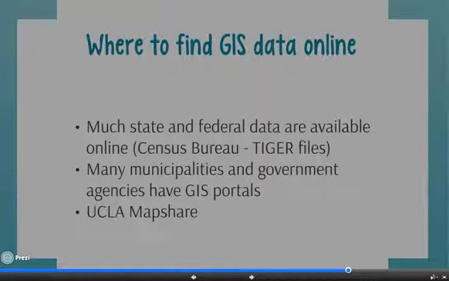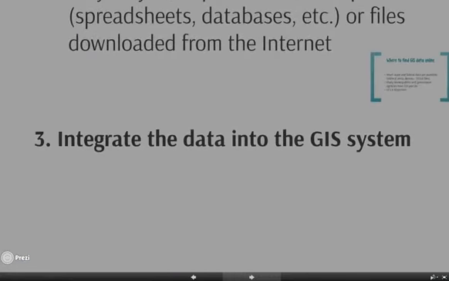When we talk about data that can be downloaded from the internet, there are three very important sources that we will be using in our training today. So much state and federal data are available online for free on the Census Bureau website, and these are called Tiger files. Also, many municipalities and government agencies have GIS portals that allow you to download data for free. And lastly, there's UCLA MapShare, which hosts a large number of data sets that you can download also for free. So once you have the data, the next step is to integrate it into the GIS system. We will review the process on how to integrate data when we do our exercises.